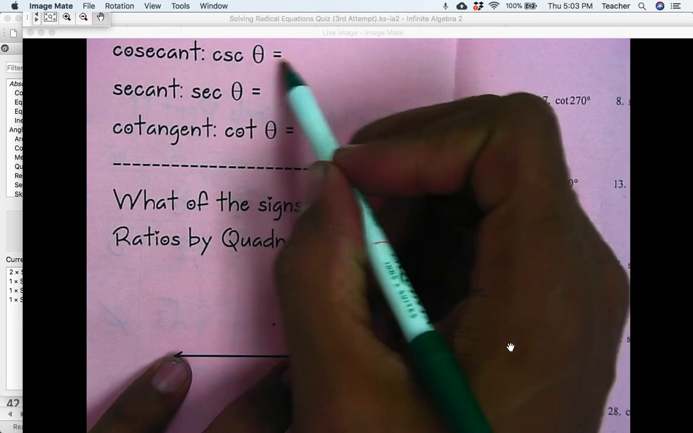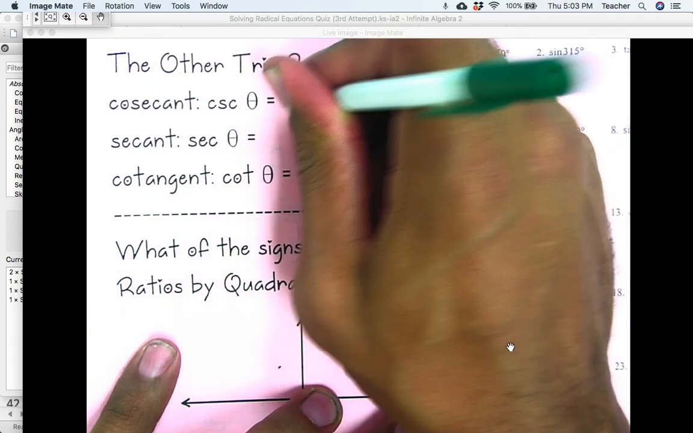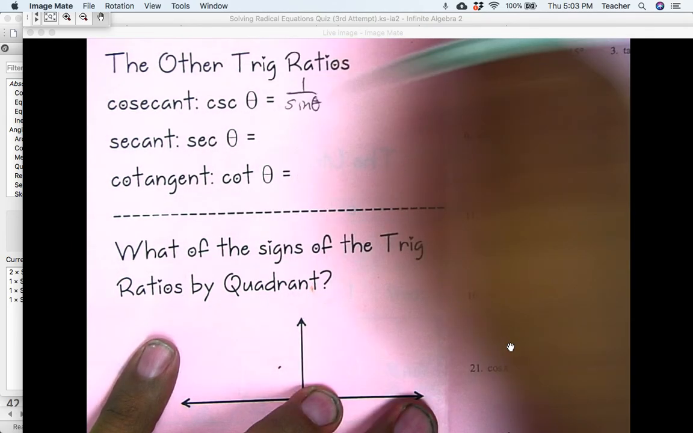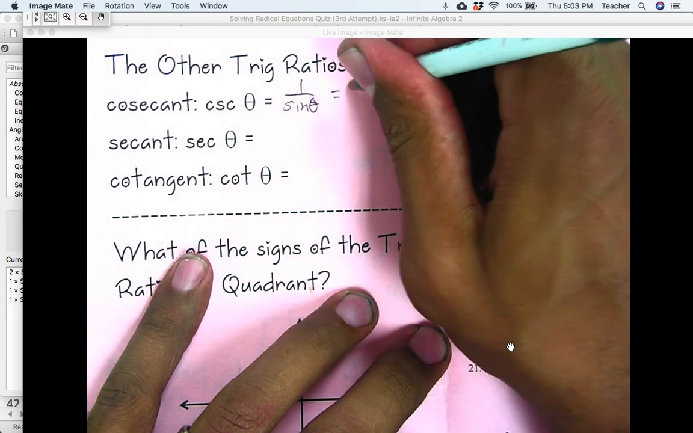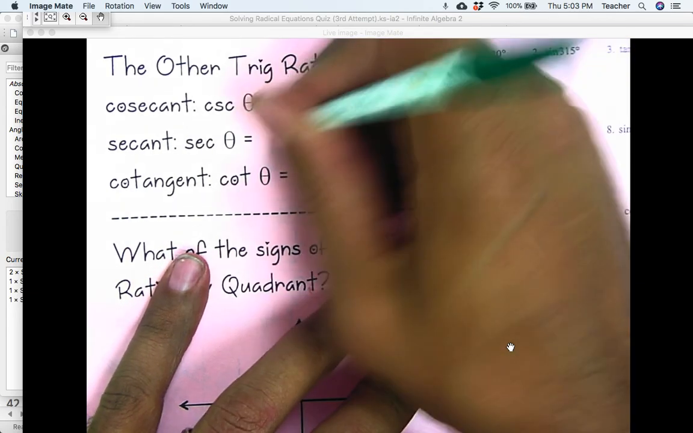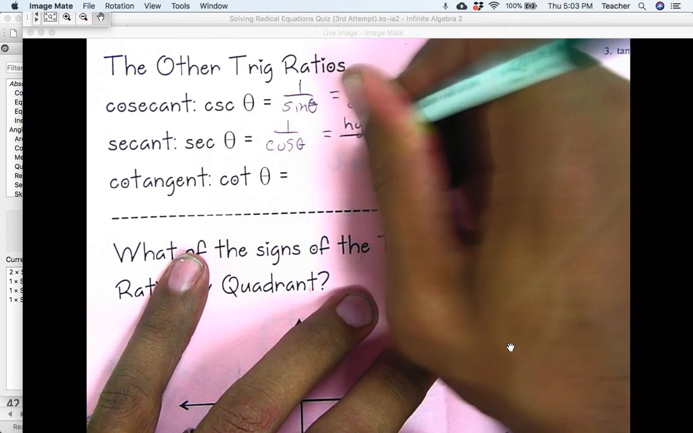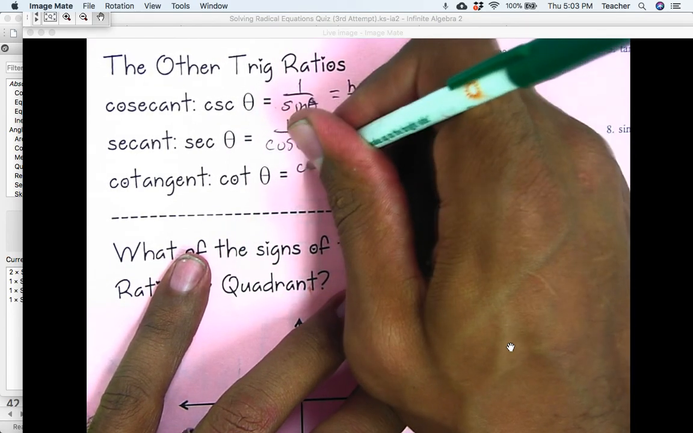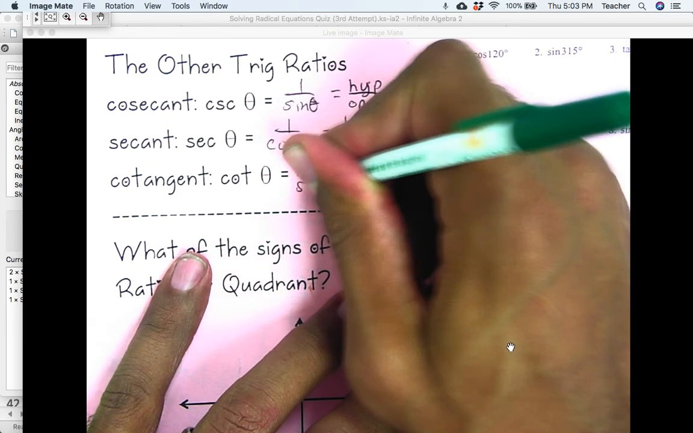Now we're talking about cosecant. These are just other trig ratios that we already know. Cosecant is basically 1 over sine. Remember, sine theta is equal to opposite over hypotenuse, so cosecant is the reciprocal of that. Same thing with secant, that's 1 over cosine theta, so this is hypotenuse over adjacent. And cotangent is the reciprocal of tangent, which is cosine over sine.